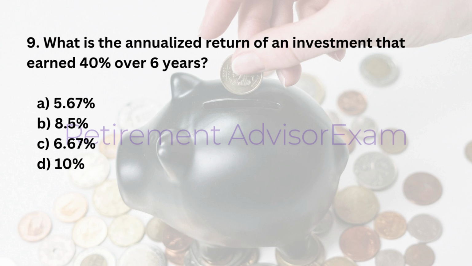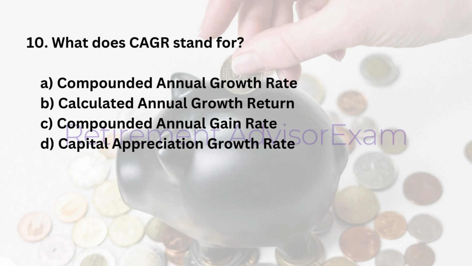9. What is the annualized return of an investment that earned 40% over 6 years? A. 5.67%. B. 8.5%. C. 6.67%. D. 10%. Answer: C. 6.67%.